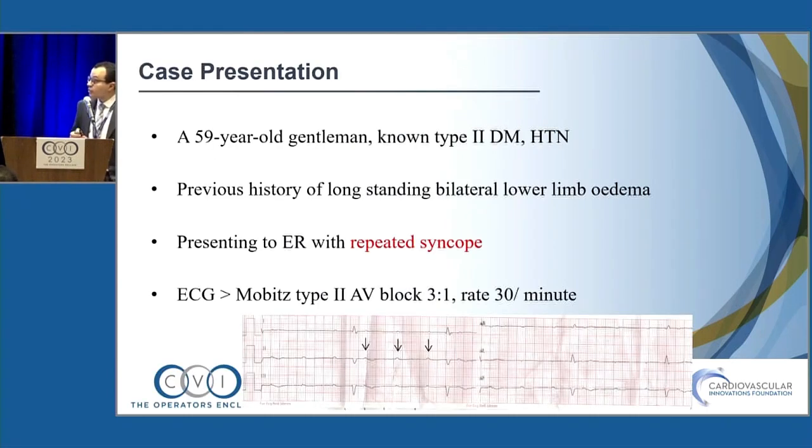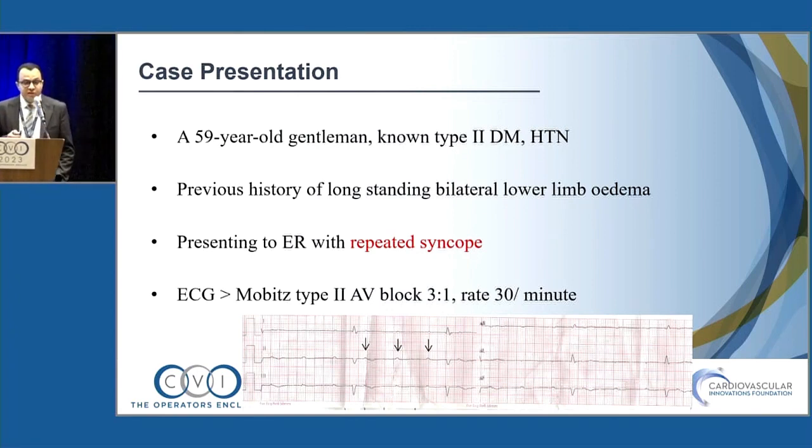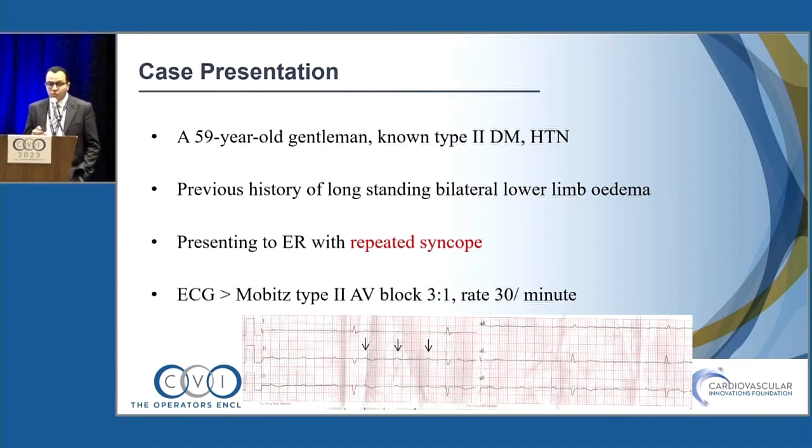Our journey started with a 59-year-old gentleman known to be diabetic and hypertensive with previous history of long-standing bilateral lower limb edema, presenting to the ER with repeated attacks of syncope. His ECG revealed Mobitz type 2 AV block with 3-to-1 conduction and a very slow heart rate, 30 beats per minute. His echocardiography was normal, apart from a dilated inferior vena cava.